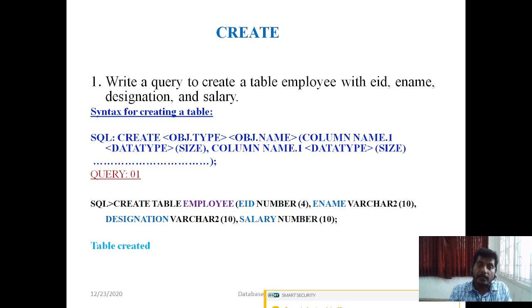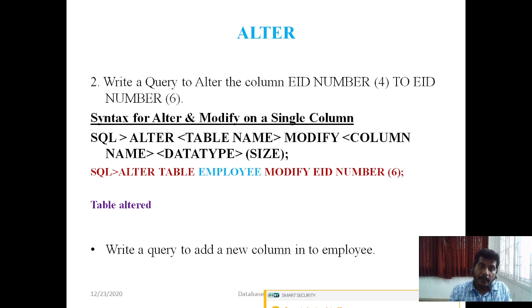Once the table is created, we may need to alter the table in the database. We follow this query: write a query to alter the column, where the employee number size of 4 is converted into 6. This is the syntax: alter is the command, then table, then the table name, then the keyword modify, then the column name, then the data type and its size. Alter table employee modify employee number with size 6. The table will be altered, and we get the output for the given query.